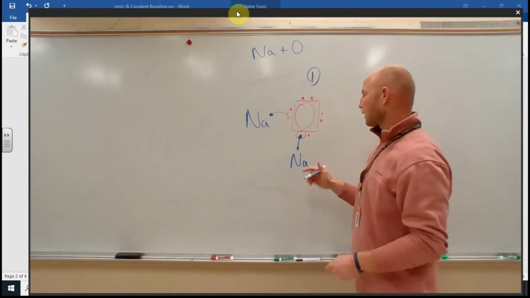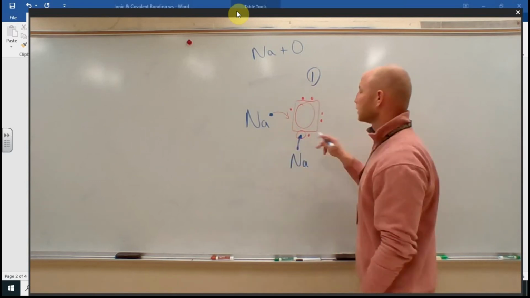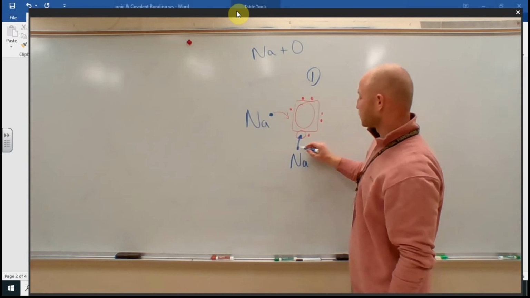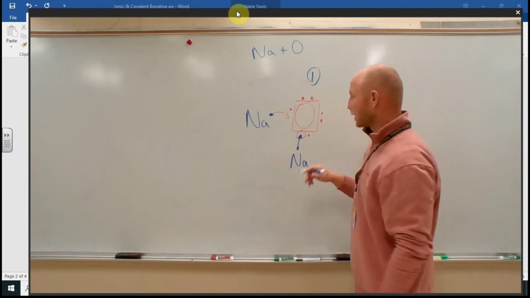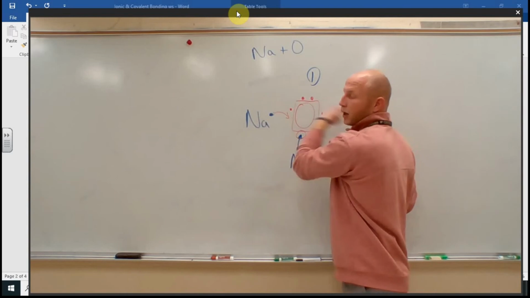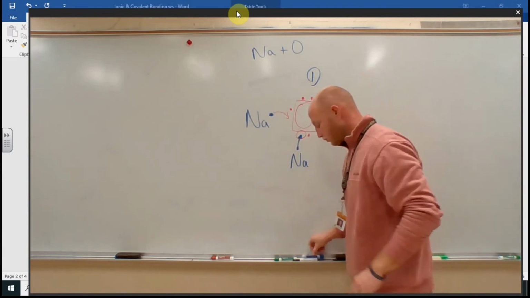This is how we figure out, all right, sodium's giving 1 electron, sodium's giving 1 electron here to oxygen. Oxygen now has 1, 2, 3, 4, 5, 6, 7, 8, right? And sodium lost its 1 electron that it wanted to. Sodium lost its 1 electron like it wanted to, right?